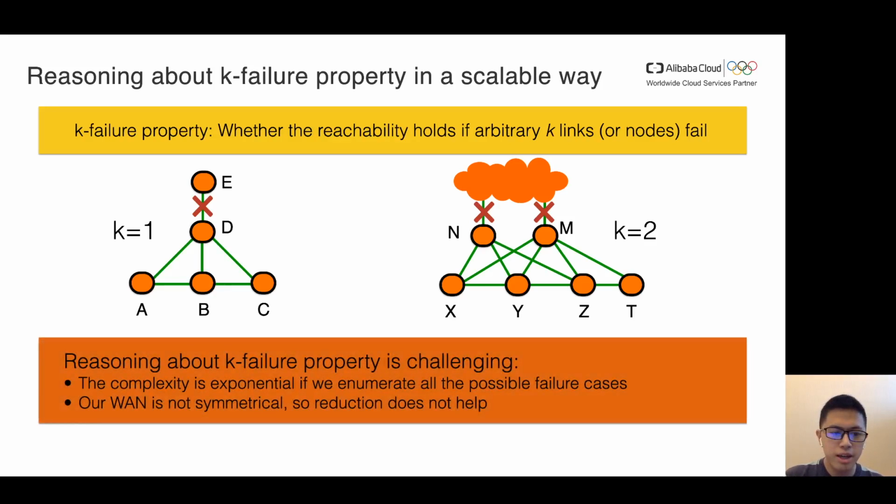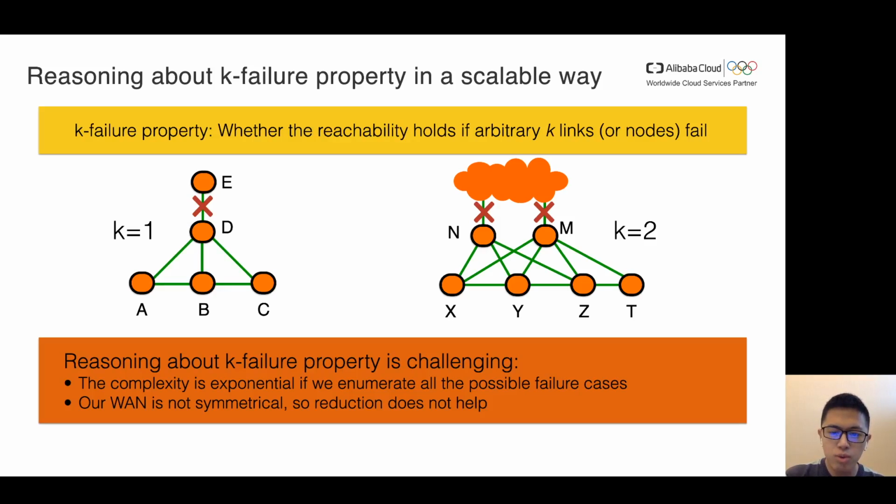However, reasoning about the k-failure property is very hard. First, it is time-consuming if we enumerate all the possible failure cases. This is also the reason why existing simulation verification systems like Batfish are not scalable in k-failure property reasoning. The second reason is that the network is not symmetrical, so the existing reduction and simplification approaches like Bonsai do not help.